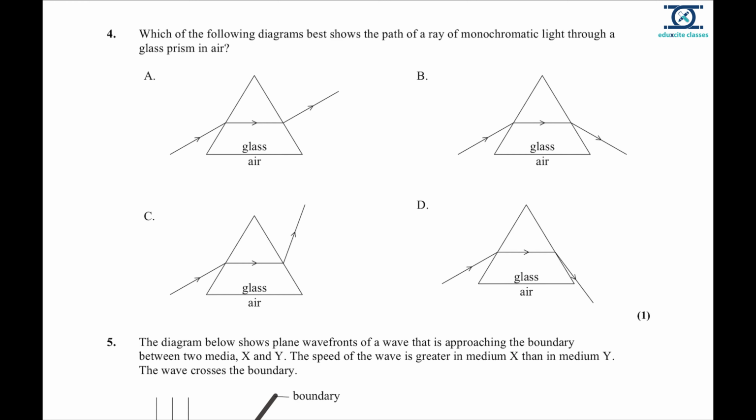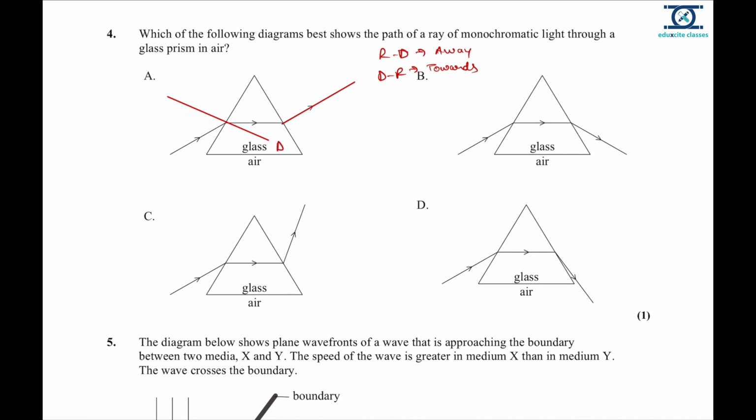Now question number 4. Which of the following diagrams best shows the path of a ray of monochromatic light through a glass prism in air? So here it is air, then glass, and then air. The direct way is, we know that from rarer to denser, away from normal, and denser to rarer, towards normal. Let us see the first diagram. This is the incident ray. Let us say this is my normal, somewhat like this. It has to go straight, but it will bend towards the normal, as this is rarer and this is denser. Now again this is the normal only, so this cannot be the option.